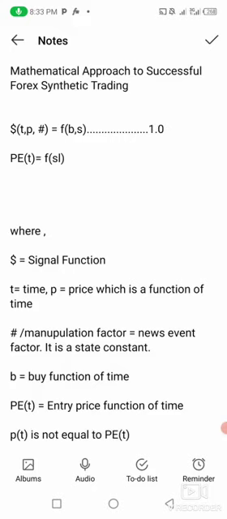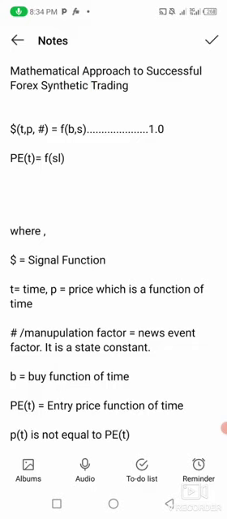Okay, so I don't want to waste much time. Let's dive into this content. Signal of t, comma, p, comma, hash equals f of b, comma, s, brackets open and close. Then PE of t is equal to f of sl. So these are the two major equations we shall be using to make our trading easy, in making profit. These two equations are going to help us make a lot of profit.